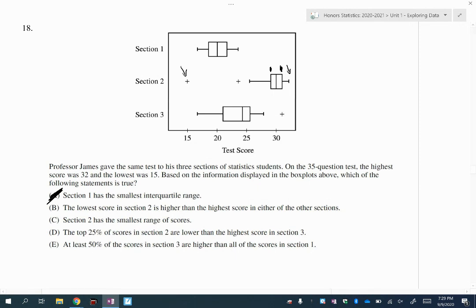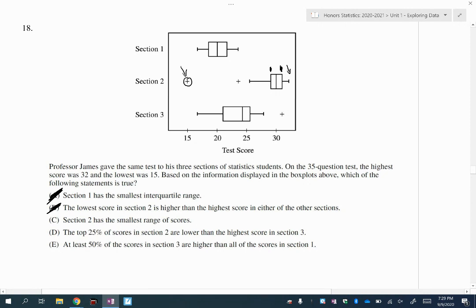Now, letter B. The lowest score in section 2 is higher than the highest score in either of the other sections. I don't understand why they put that as a choice. Maybe they're thinking you're not going to look at the outliers, but this is a score in section 2, and that's the lowest score of all the sections. So it can't be higher than any scores, let alone the highest score in any section.